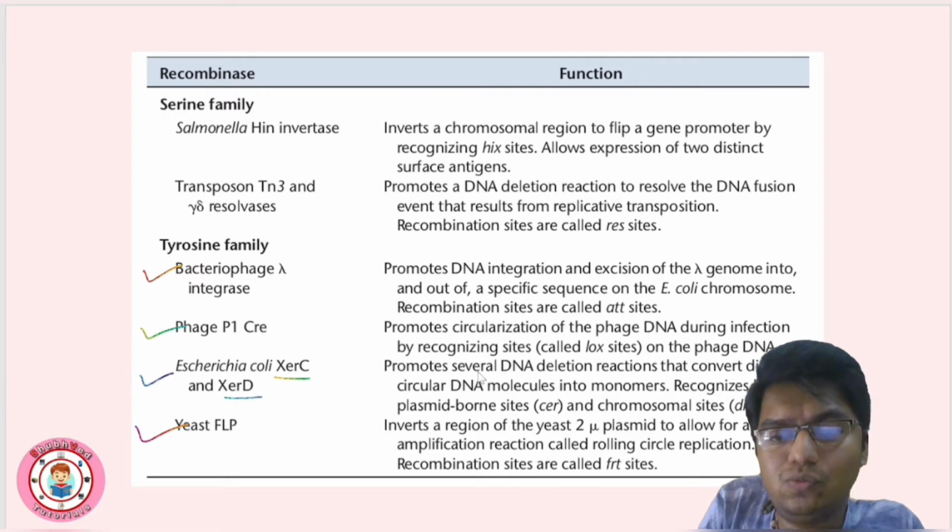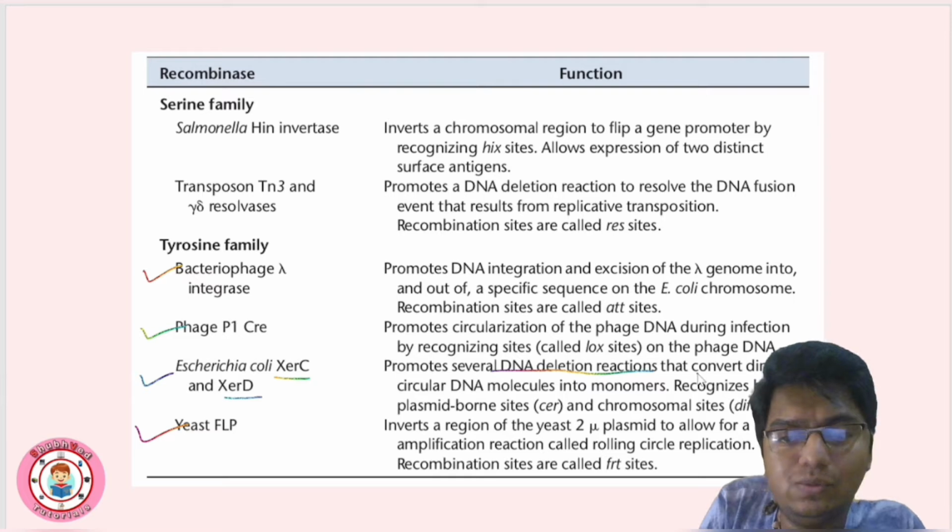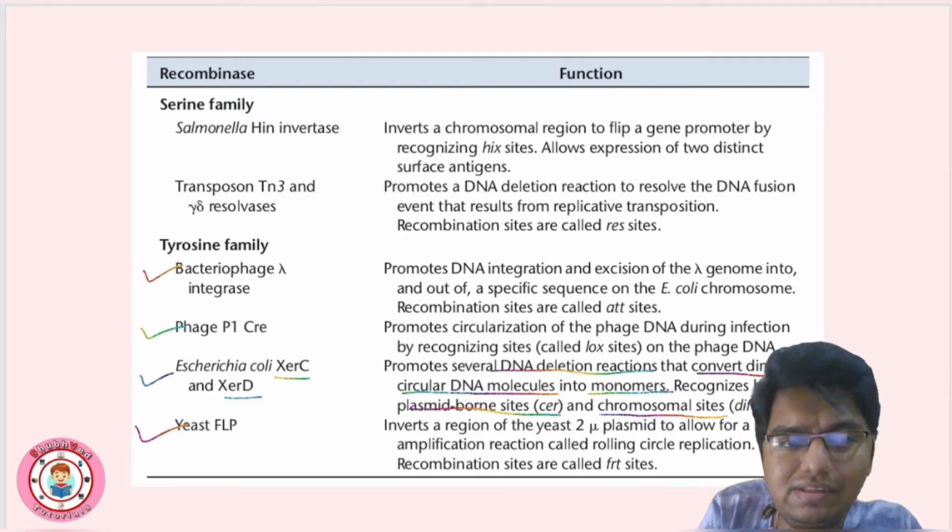It promotes several DNA deletion reactions that convert dimeric circular DNA molecules into monomers. Means dimers are converted into monomers, and there are two recognition sites. First is the plasmid-borne site cer and the chromosomal site dif. These are the two sites for recognition of these recombinases. So let's see with the images now.